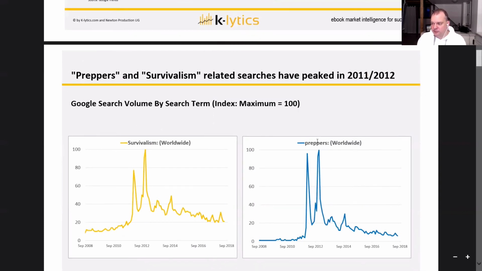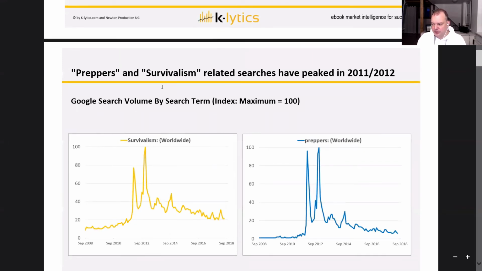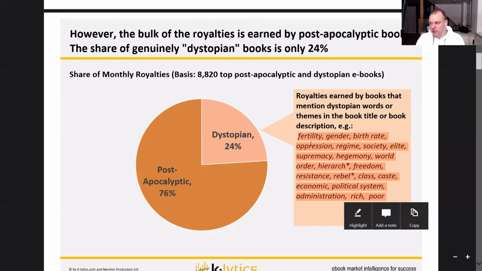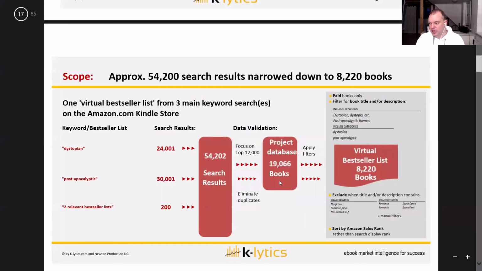What has happened to the preppers market and the survivalism market for the post-apocalyptic people? And that is what we do. And then you find out, well, dystopian is actually only a quarter of the market, where, by the way, we mentioned earlier that approach, we sifted through all book descriptions for terms like fertility, gender, birth rate, oppression, regime, society, elite, supremacy, hegemony, all these words that you typically find in the description of a true dystopian novel, as opposed to a post-apocalyptic novel that just uses the word dystopian in the title as a marketing gimmick, right? So what is real dystopian versus post-apocalyptic?